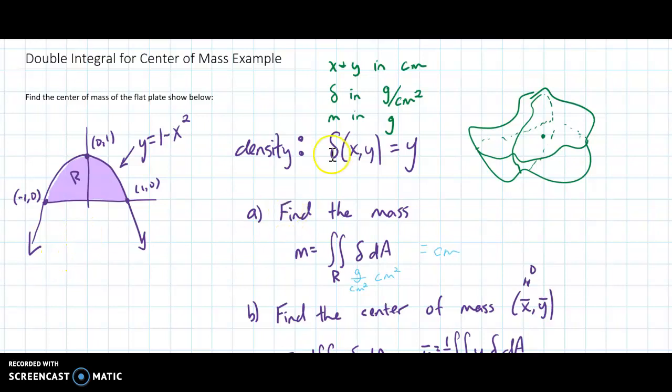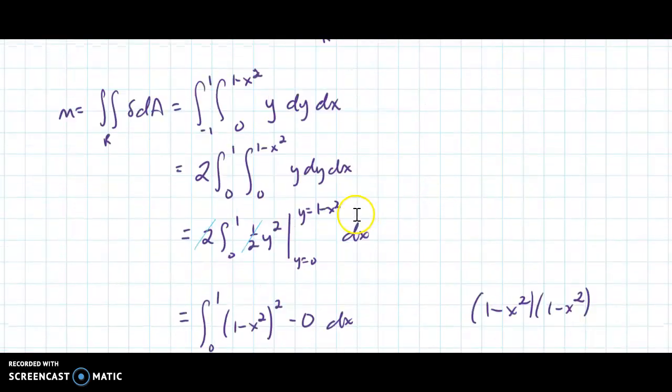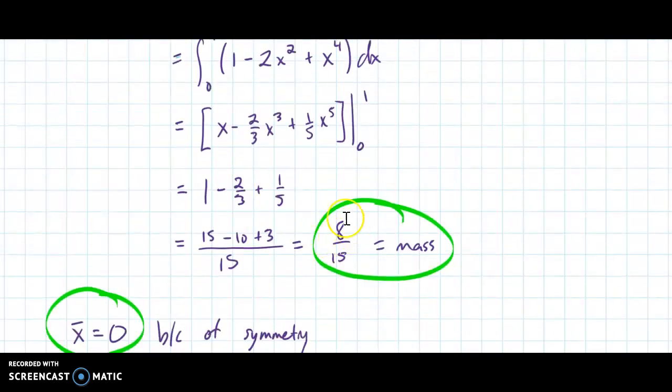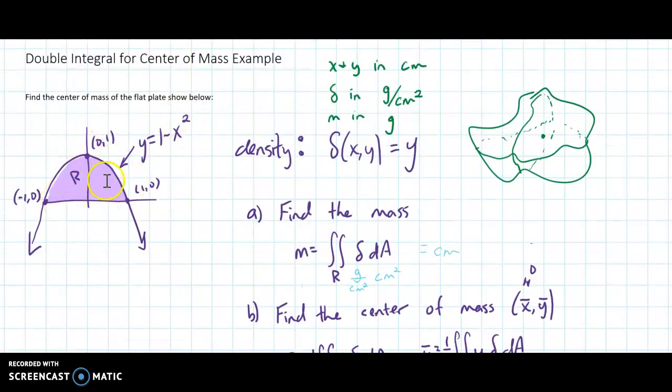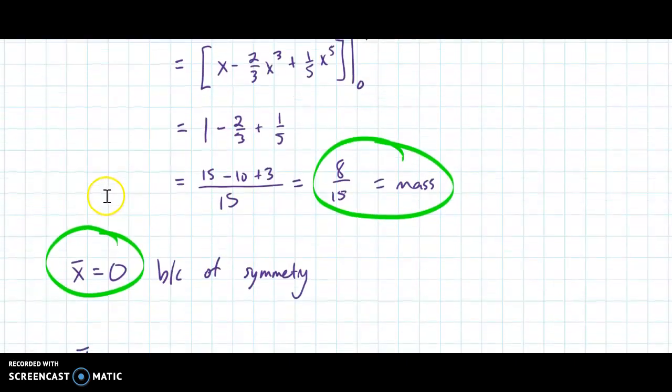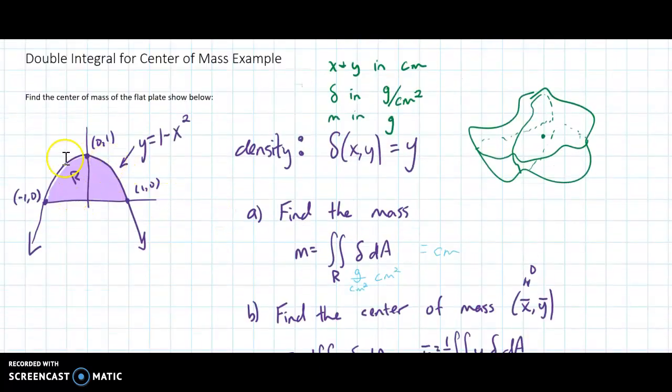Hi again. We are going to continue this problem where we're trying to find the center of mass of this thing right here. So far, we did the work to find the mass. It was 8 over 15. That would be the mass of this thing. And then we quickly argued that x bar was 0 because of symmetry, because the left and the right halves are the same here. So the center of mass, x-wise, has to be on the y-axis there.